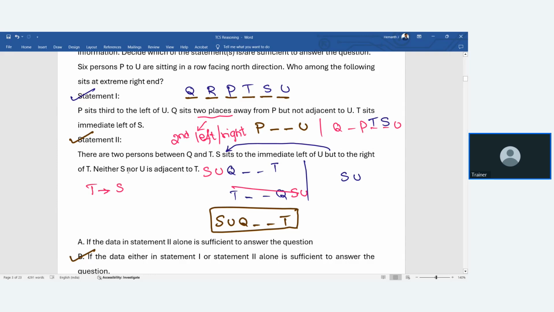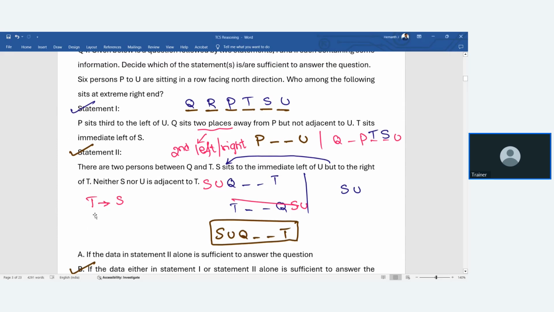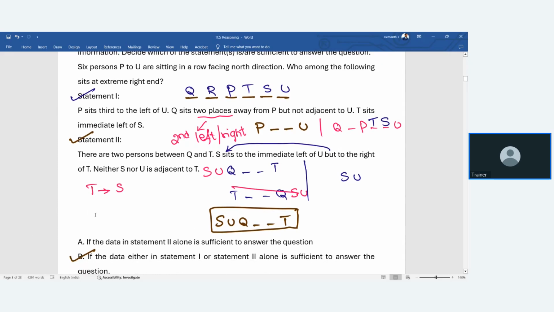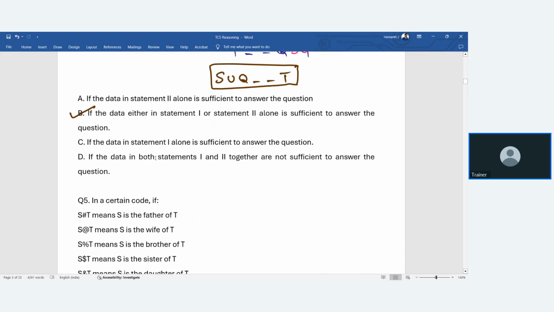Here, small change or add-on is neither S nor U is adjacent to T. If you add that condition, then the answer is suitable. Clear? Right, shall we go for next one? Seating arrangements, question linked with data sufficiency. Now let's see about next question.